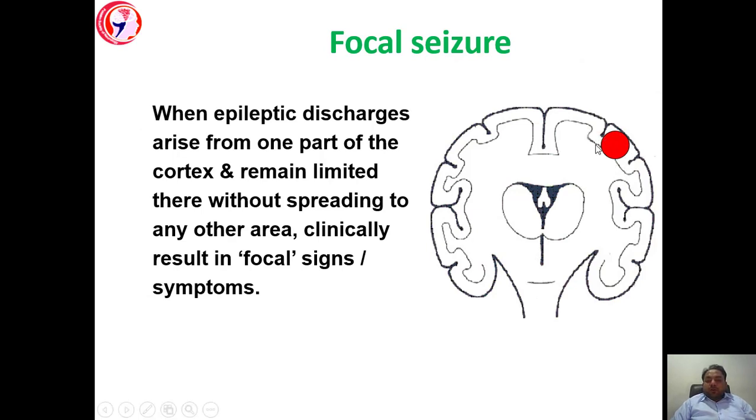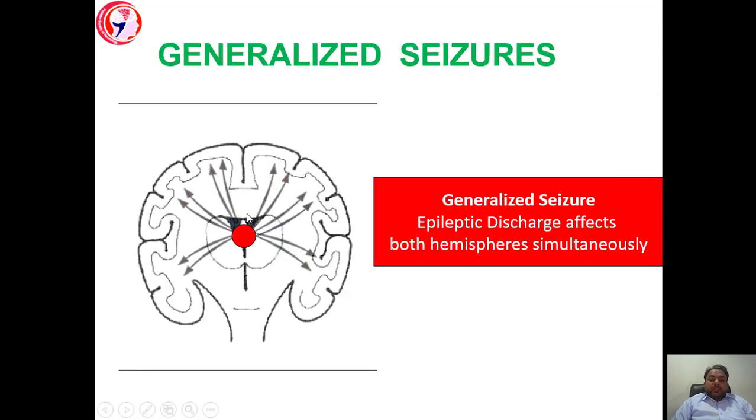So this is an example of a focal seizure. There is a focal cortical discharge that can lead to a seizure. This remains focal on that side only. This is a diagrammatic animation of a focal seizure. These are generalized seizures in which epileptic discharge is affecting both the hemispheres simultaneously. This is called generalized seizure. Patient will have generalized seizures.